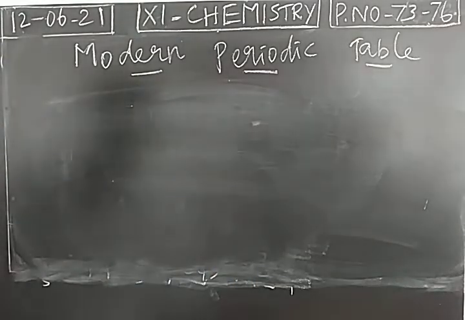So the modern periodic table is constructed with the help of atomic number and electronic configuration of atoms. So we have to study how to write the electronic configuration of all the atoms. Tomorrow we will discuss how to write the electronic configuration of atoms. For writing the electronic configuration, we need some more concepts like Aufbau principle, Hund's rule, Pauli exclusion principle.